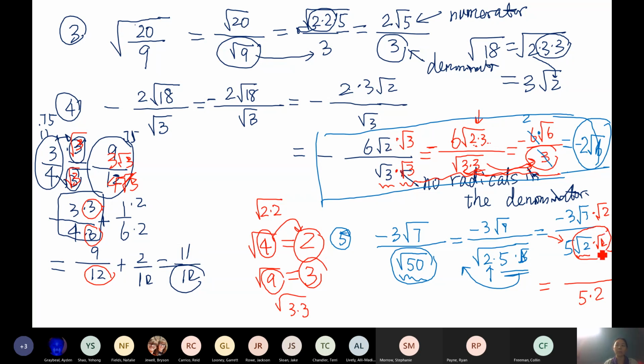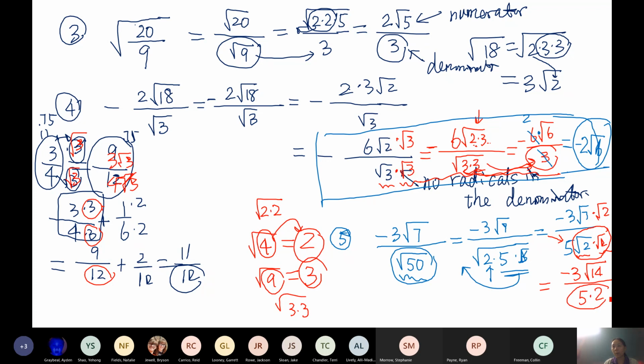Okay, so no radicals anymore. In the numerator, negative 3 is outside the radical. It stays. And square root of 7 times square root of 2, we can multiply both numbers within the radical signs. So 2 times 7 is 14. Notice 2 and 7, they are both prime. You cannot break them down any further, and you can't find any more 2 copies. So square root of 14 has to stay there.